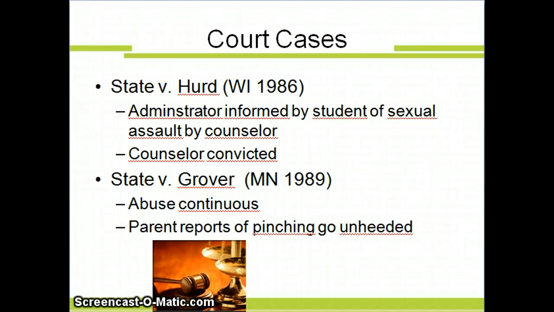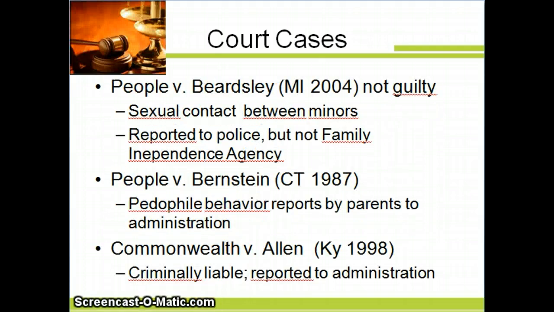In State versus Grover, the administration had many parental phone reports of a teacher pinching or slapping their children. It was a continuous cycle, and the administration did not heed it until the abuse became severe. Because while they did report it at the end, because the abuse was continuous, they were also charged with the crime. In People versus Beardsley, the administration was taken to court, but they were found not guilty.